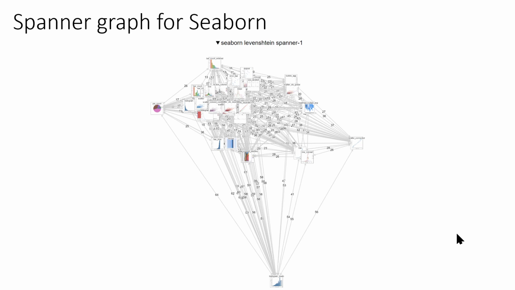Now that's quite a dense graph, so we played with different ways of showing something simpler. For example, we took the complete graph and reduced it to a spanner graph, which has fewer edges. And you can see the numbers on the edges show distances. In this case, it's Levenshtein distances. But the result is still difficult to read. It's still rather hairy.